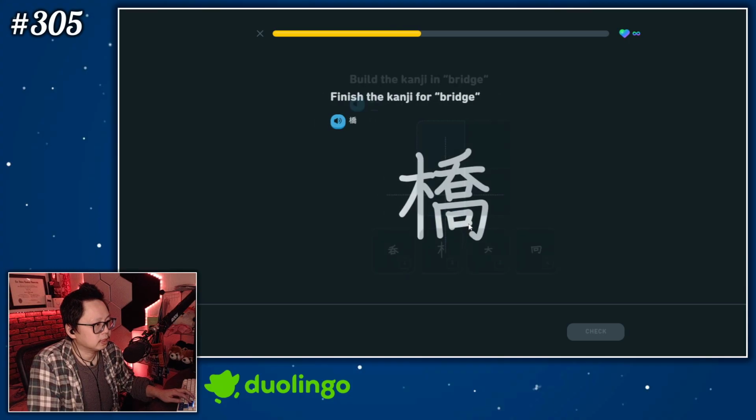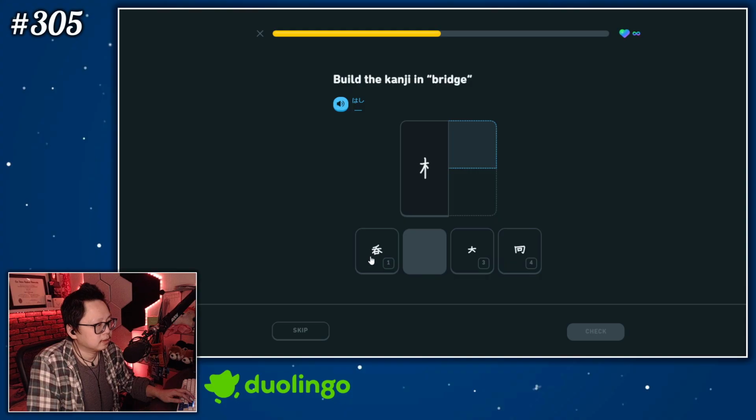Between 橋, the hashi, a different hashi.